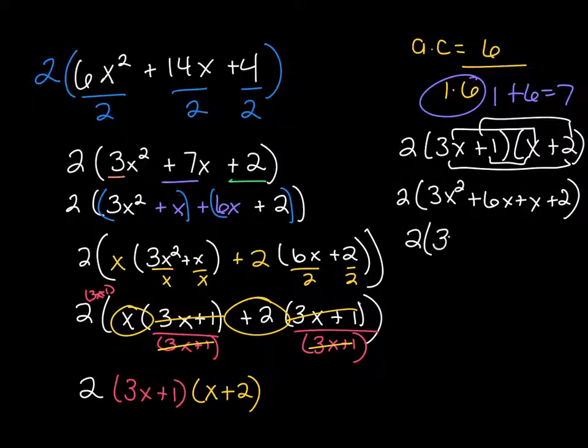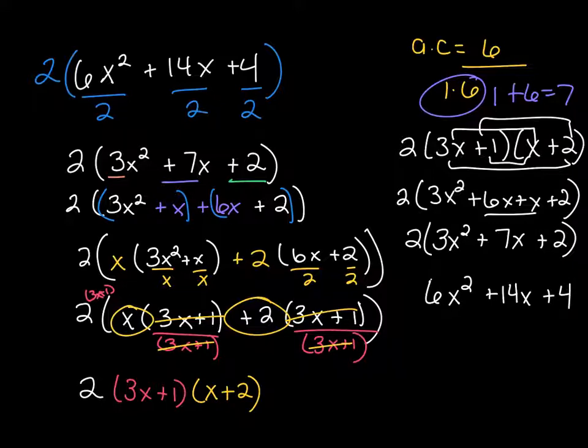Combine, you get 7x plus 2, combining the two middle terms there. Now let's distribute the 2. So that gives me 6x, multiplying everything by 2, plus 14x plus 4, which is what we started with. So 2, 3x plus 1, x plus 2 is my final answer.